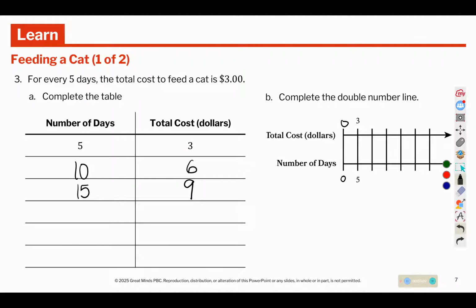Multiply by 4, 5 times 4 is 20, 3 times 4 is 12. 5 times 5 is 25, 3 times 5 is 15. You'll notice that the days is counting by 5s and the dollars is counting by 3s. Make sure that your double number line matches the information in the table.